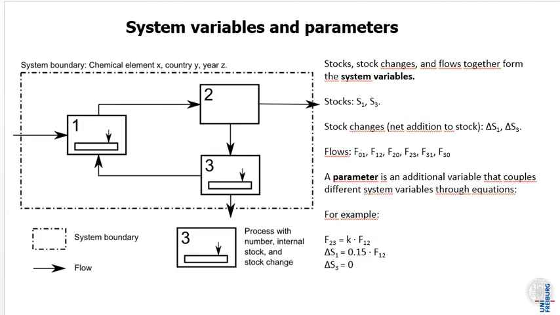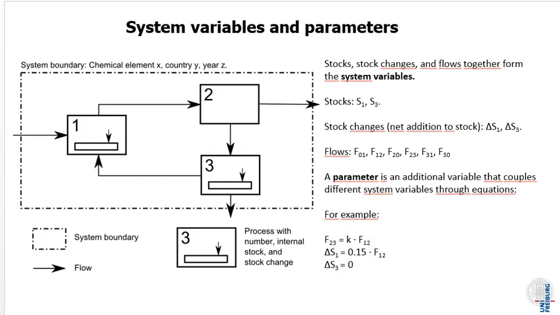Many industrial ecology models need quantitative approaches and need a mathematical model. To do that, we need to assign symbols, mathematical symbols, to the different system variables. The system variables are comprised of stocks, stock changes, and flows. In this example, we will quantify the stocks by symbol S, so we have S1 for the stock of process 1, S3 for the stock of material in process 3.